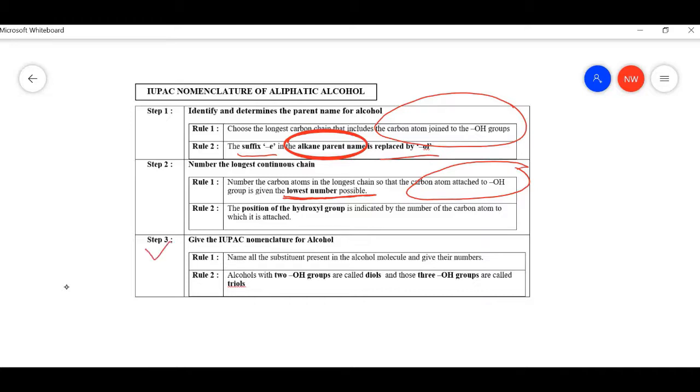So step yang ketiga, give the IUPAC nomenclature for alcohol. Name all the substituent present in the alcohol molecule and give their numbers. Alcohol with 2 OH group are called diols and 3 OH group are called triols. Ini kalau melibatkan 2 OH group dan juga melibatkan 3 OH group.